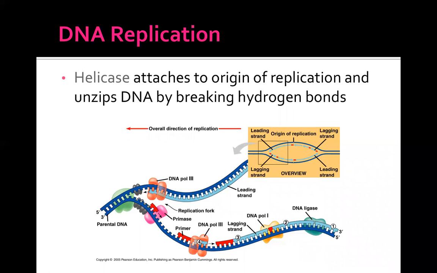Helicase attaches to the origin of replication and unzips DNA. Our bad joke, as always, is how is helicase like a teenage boy? He always wants to unzip your genes. And it breaks the hydrogen bonds.